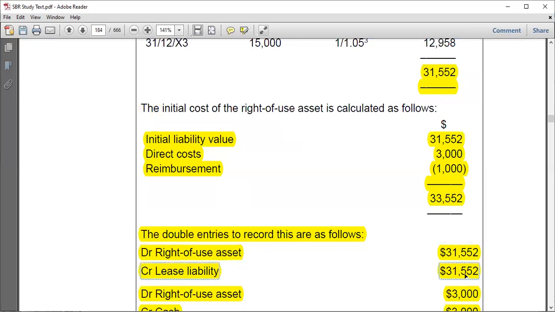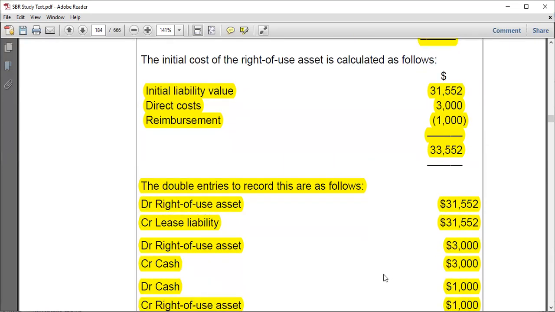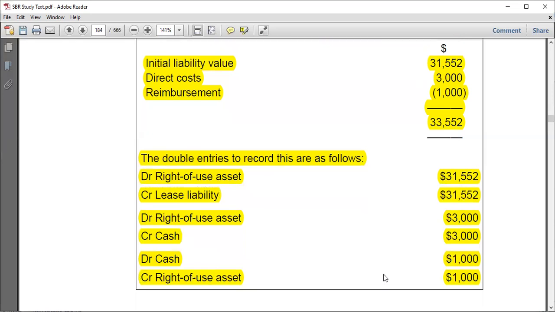Now, the initial direct costs were 3,000, but actually 1,000 was reimbursed. So it's like Dynamic paid only 2,000. So that initial direct cost, which is 2,000, should obviously be added to the right of use asset. So the total on the right of use asset should be 31,552 plus 2,000, which would give 33,552, just like that, right? Now, that's no big deal to us.